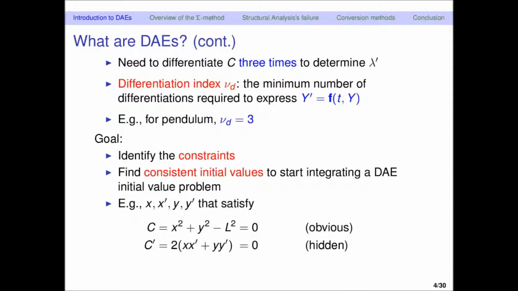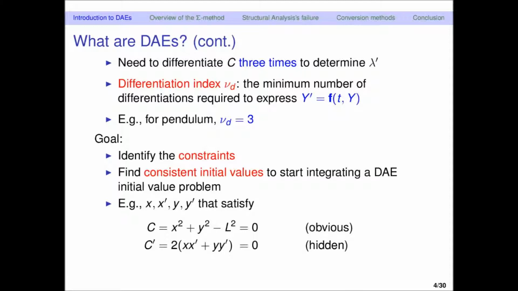If you do the pencil and paper work, you can see that you can differentiate C three times to get this mysterious F5, which gives the expression for lambda prime. So this brings up an important concept in DAE theory: the differentiation index. That's the minimal number of differentiations needed to express the system as an ODE, y prime equals f(t, y). For the pendulum, in this case, it's index 3.